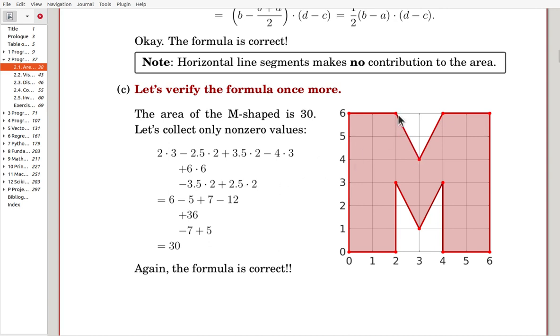Okay, and here there's no contribution, and the mid value of x is 0, and even though the change in y is -6, the x value is 0, so for that vertical line segment there's no contribution. Now we simplify these quantities, then we can get 30. So even though it is a very complicated shape, the formula must be correct.